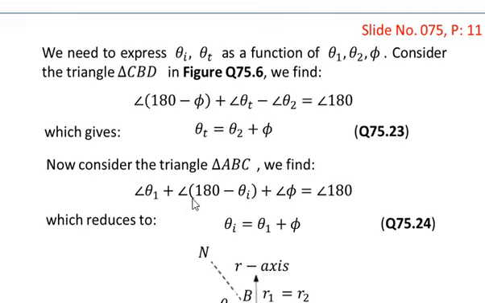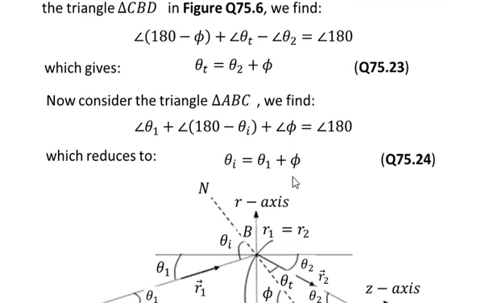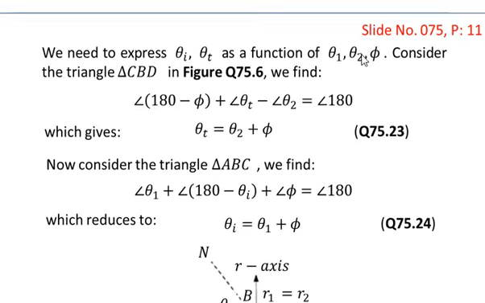We have summed up all the three angles in the triangle, and the answer is equal to 180 degrees. So solving this equation for the value of theta I, we have theta I is equal to theta 1 plus phi. So you see that now we have represented our transmitted angle theta t in terms of the desired parameters. We want to use these parameters theta 1, theta 2 and phi as our input parameters.